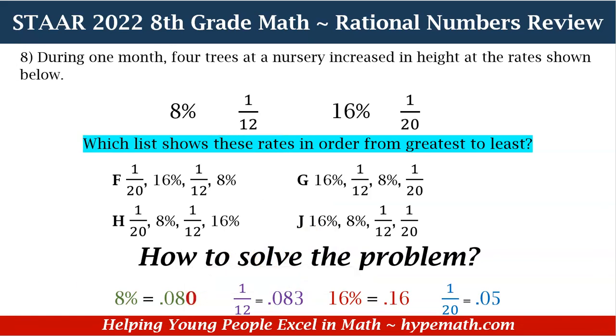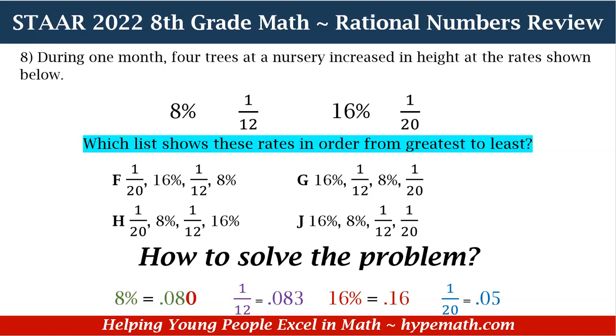So as we move to the thousandths place, we see that 8% has a 0 in the thousandths place, and 1/12 has a 3 in the thousandths place. Which one is larger? Yes, the 3 is. So 1/12 is my second number. And what you can do as we're going along is look at the answer choices to see which ones you can cross out.